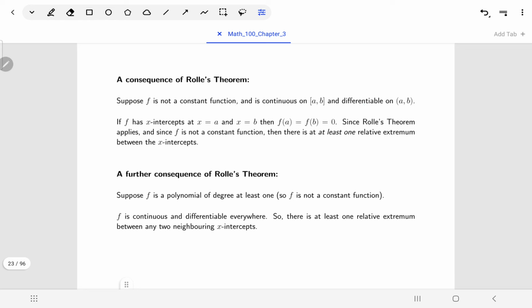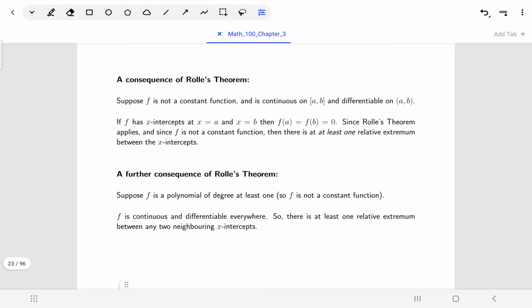And if we happen to know it has two x-intercepts, one of them at a and one of them at b, well, we know that x-intercepts have the same y value. The y values would be 0. So in other words, we've got a continuous and differentiable function. We have 2 points that have the same y value, so Rolle's theorem applies, and that's telling us that since f is not a constant function, and because of what we discovered during the course of our proof, there's going to be at least one relative extremum, either a relative max or a relative min, at least one of them in between a and b.